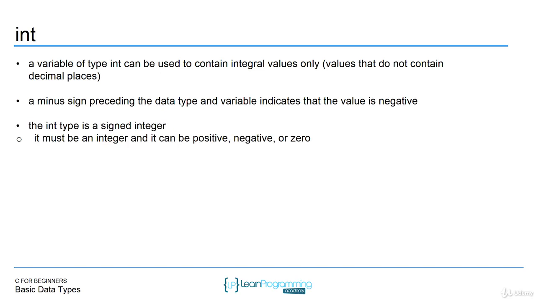It's also a signed integer. We'll talk more about what that means, but a signed integer just means that it can be positive, negative, or 0. And that's why you can put a minus in front of it.